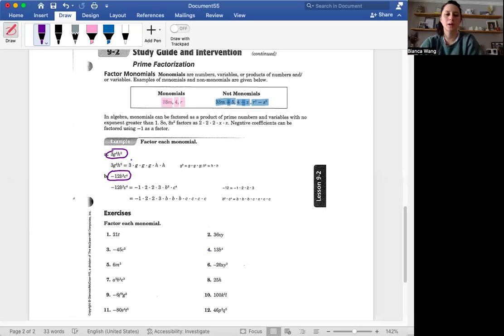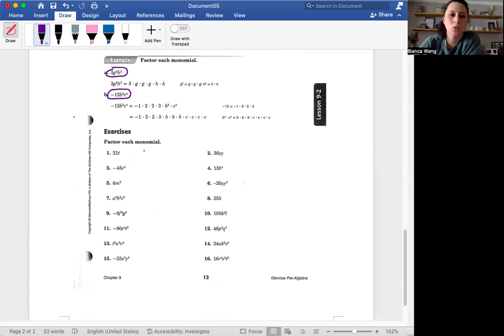So what we're going to do is break our monomials down into just prime numbers. So we probably want to get some scratch paper and do some factor trees. For number 1, 21 can be broken down to 3 and 7. Both of these are primes. So to factor 21 times t, it would be 3 times 7 times t. And when we break it down, we want to write our numbers first, usually from least to greatest, and then our variables at the end.